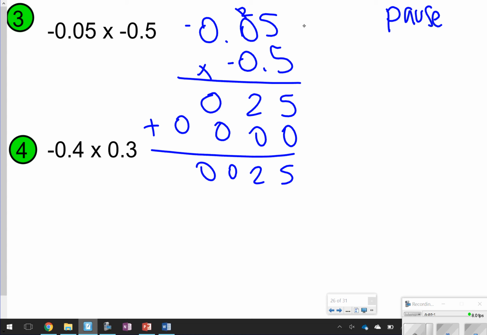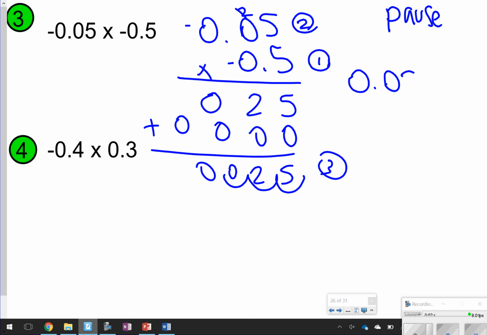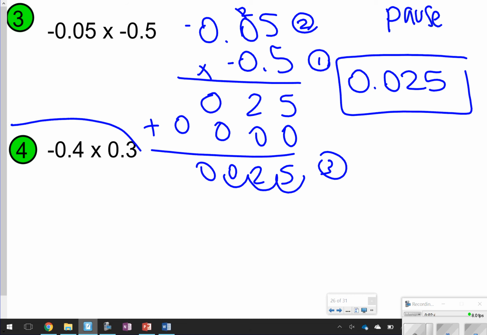And then I'm counting the decimal movements. I have 2 here and 1 here, so that's a total of 3. So 1, 2, 3. I get 0.025, and it will be a positive because I've multiplied negative by negative.